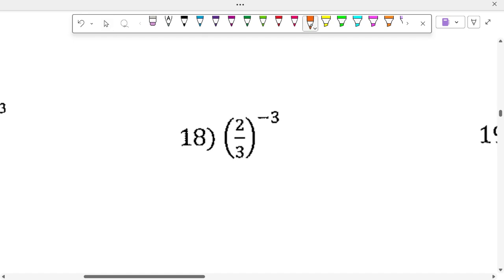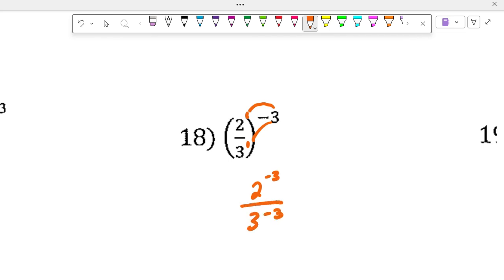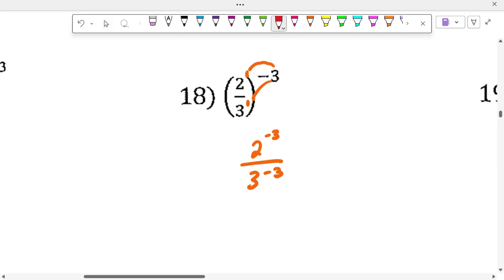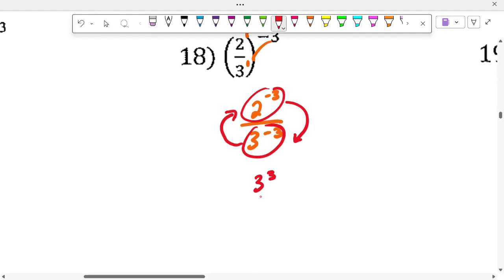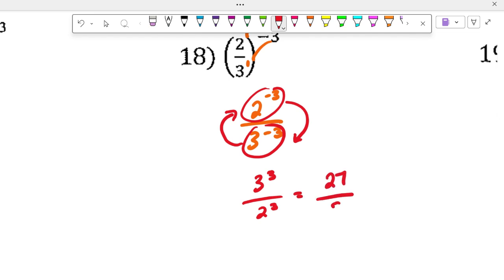Okay, so with this one, I would invoke the power rule. Remember, these bases are both raised to the power of 1, so I would apply the negative 3 to both of them. So this would be 2 to the negative 3 over 3 to the negative 3. Now, since they're negative, what do I have to do? Switch them. So this one goes to the denominator, this one goes to the numerator. So this would be 3 cubed over 2 cubed, which, what's 3 cubed? And 2 cubed is 8. And then we just leave it like that.